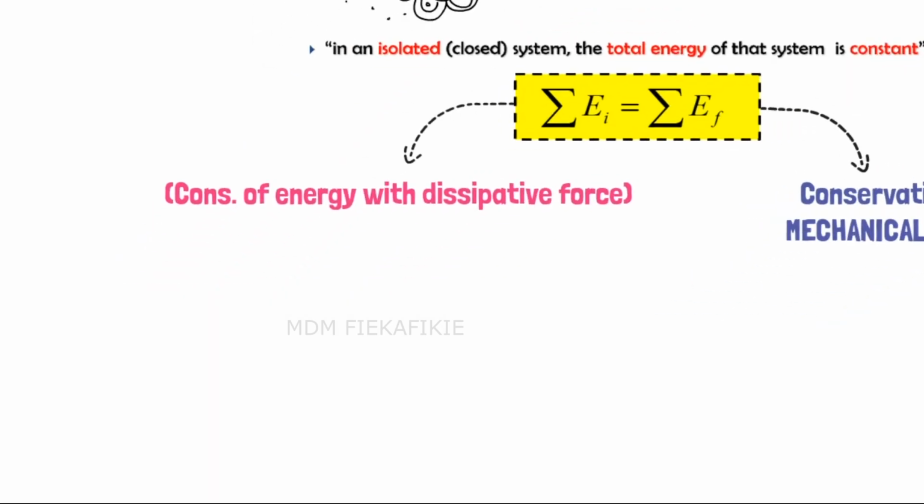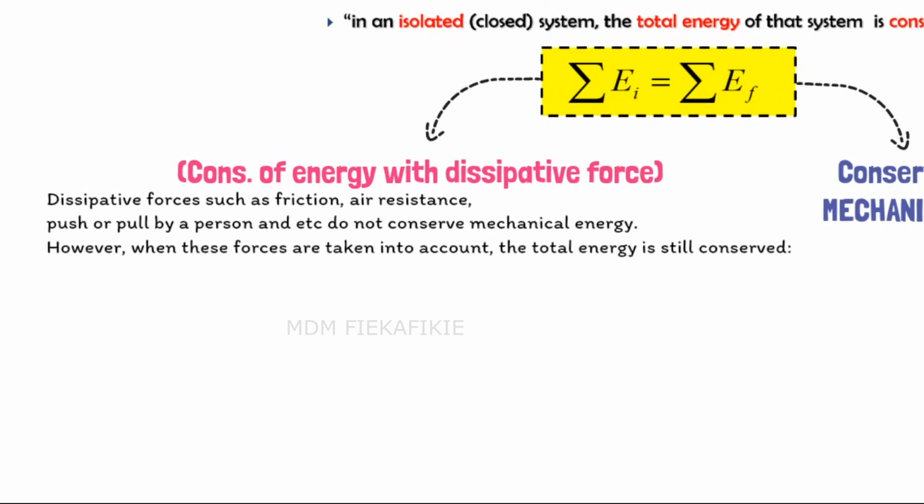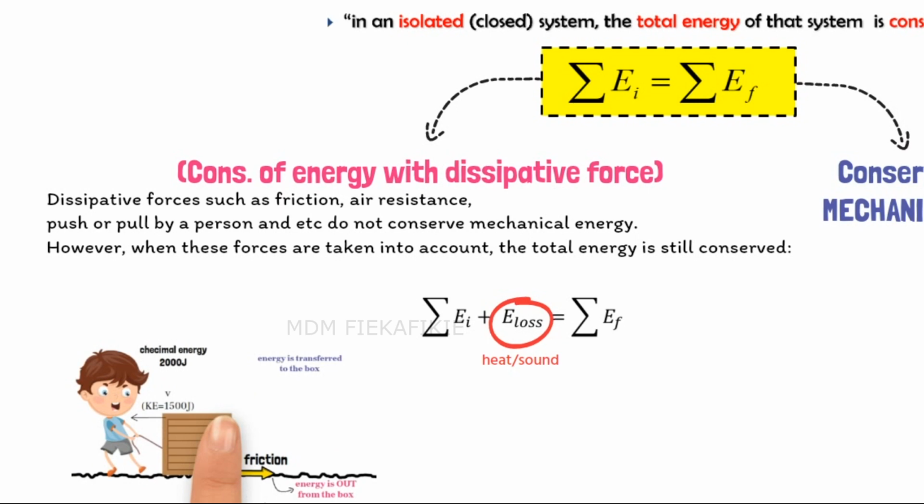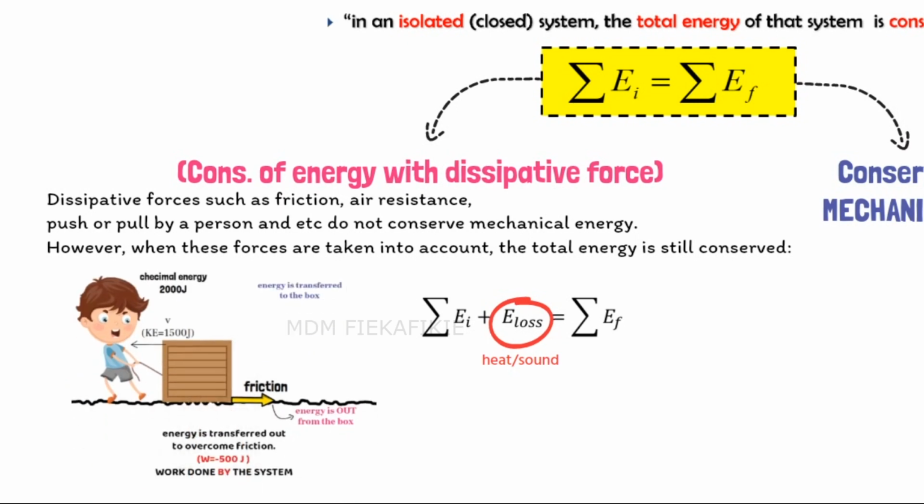So dissipative forces such as friction, air resistance, ataupun case di mana push or pull by a person do not conserve mechanical energy. However, when these forces are taken into account, the total energy is still conserved. Ingat lagi tak atan tarik kotak? So the total initial energy, which is the chemical energy, is equal to 2000 joule plus negative 500 joule. Di mana negative 500 joule adalah jumlah energy that transferred out to overcome friction.